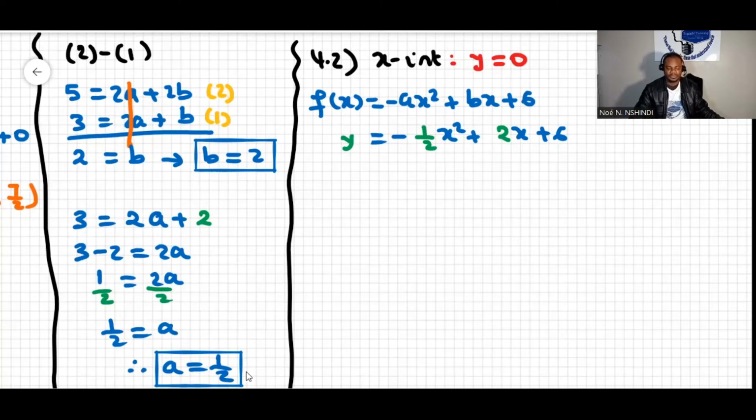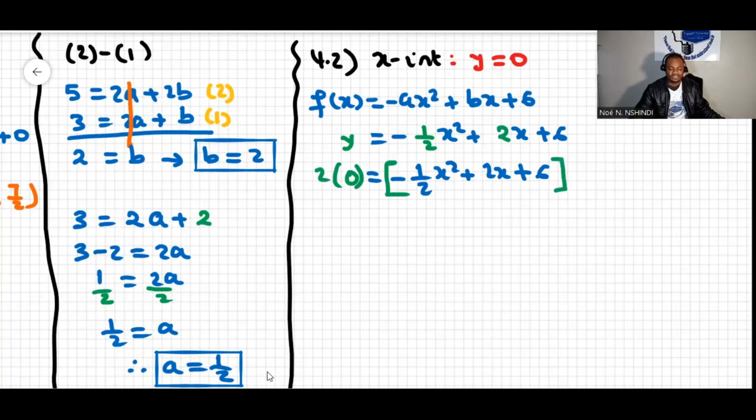Now we're going to make y equal to 0. So we substitute: 0 equals -1/2 x squared plus 2x plus 6. I don't need brackets here. If I need to find the value of x, we can start by multiplying the whole equation by 2, because I don't want to work with fractions. I multiply by 2 to get rid of this fraction.